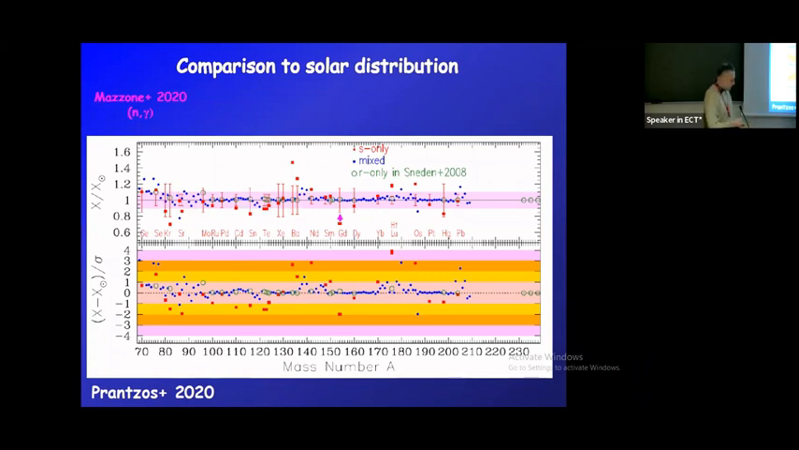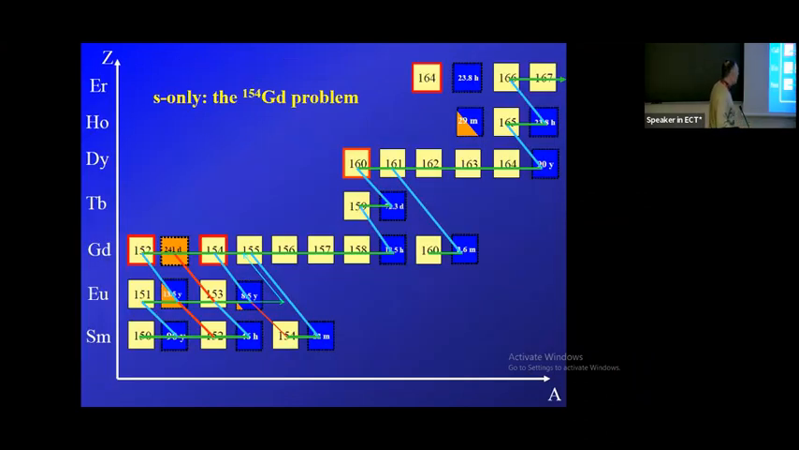So if we have a look at the path of the S process around gadolinium-154, you see gadolinium-154 is shielded by samarium-154 from any R process contribution. So it is extremely useful to test the robustness of S process calculations.